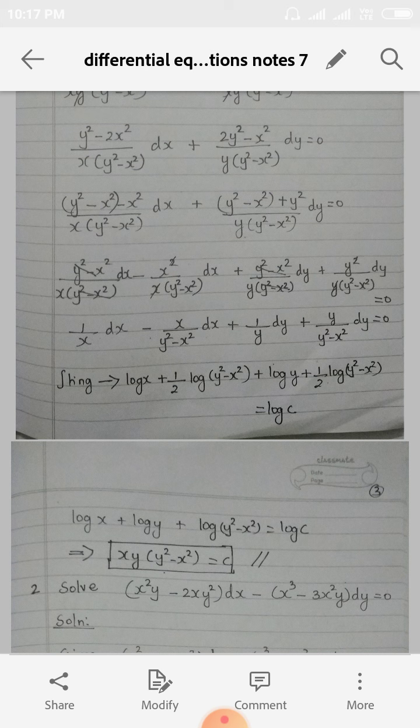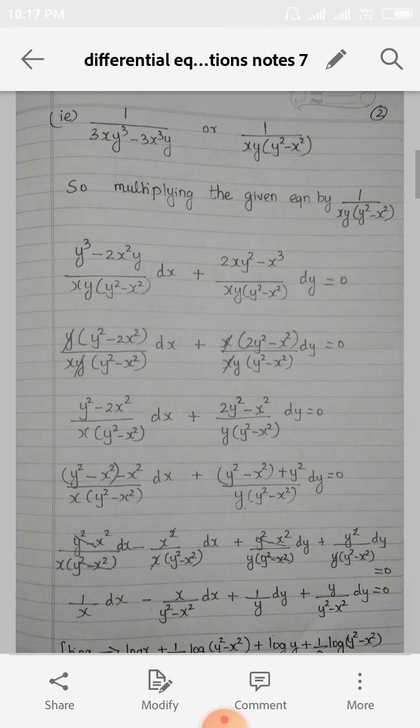So first, log x plus log y. See the terms, 1/2 log of (y² − x²) plus 1/2 log of (y² − x²) is nothing but 2/2 log of (y² − x²). The 2 by 2 gets cancelled, and we get simply log of (y² − x²) is equal to log c. So this is in the form of log x plus log y plus log z is equal to log xyz, right? After removing log we get xy(y² − x²) is equal to c. Right. So this is the type of the problem.